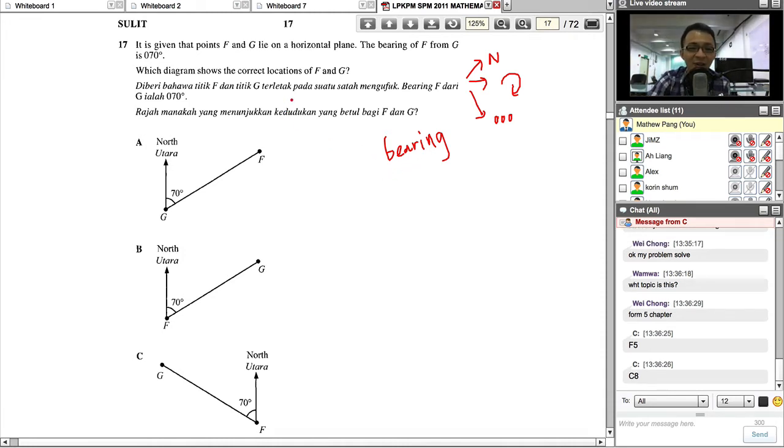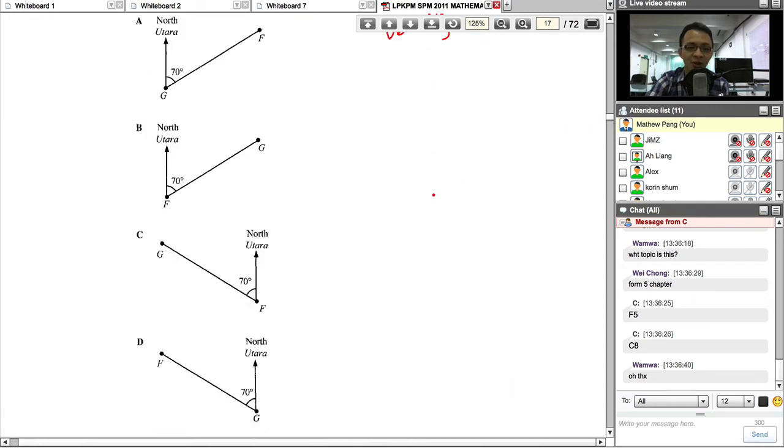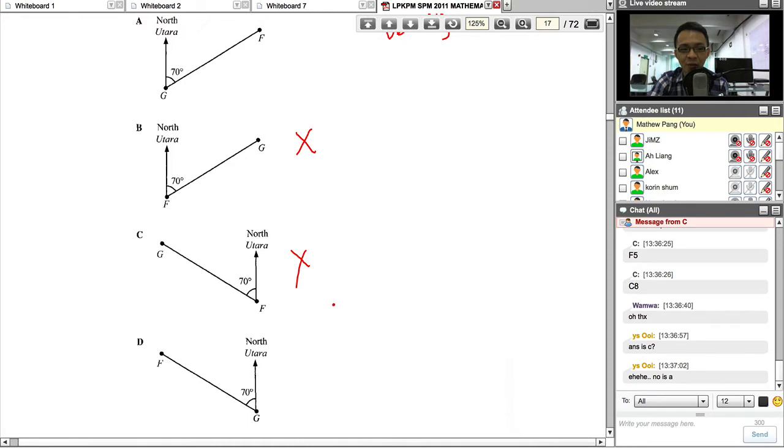Alright, which diagram is correct to show the location of F and G? So first, bearing of F from G. F from G means what? The angle will be at G. So when they say from G, the angle is at G. So I will check, which one is not at G is wrong. This one, angle at F, is wrong. This one, angle at F, is wrong. Because it's F from G, the angle must be at G.